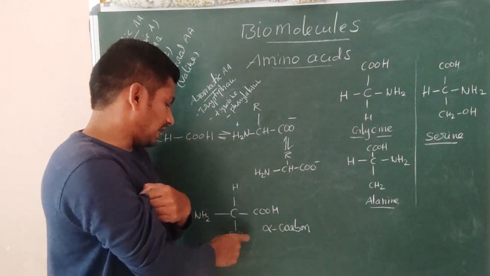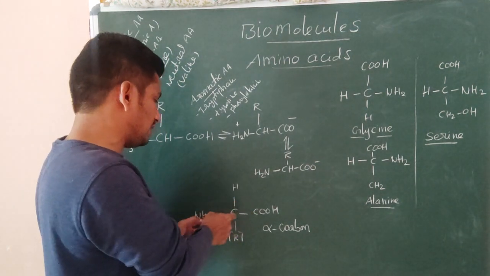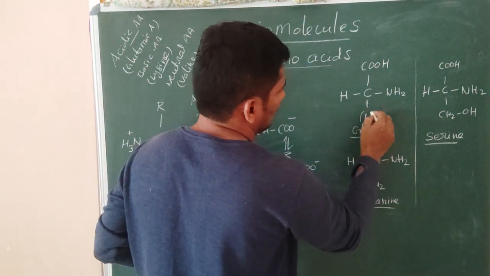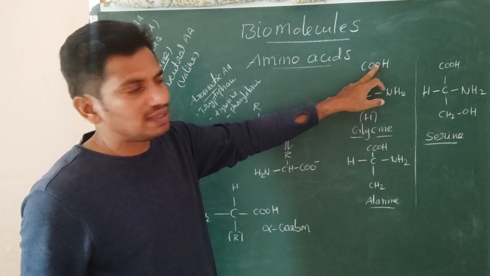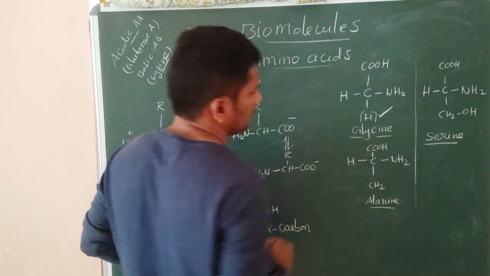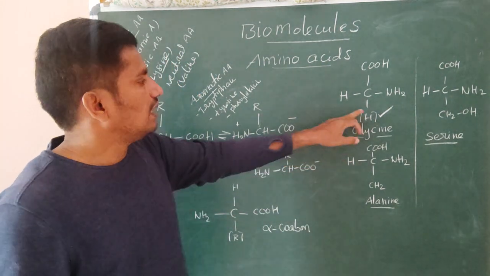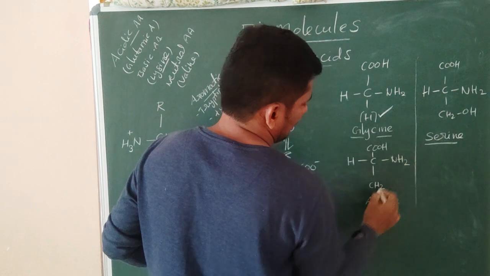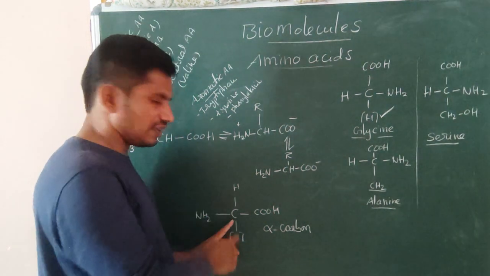So these are based on the R. These three are common, and in the R place, if there is one more hydrogen, the carbon binds with the NH2 amino group, the carboxyl group, a hydrogen, and the R place. If it is hydrogen, that is glycine. Glycine is one of the amino acids which has a hydrogen in the R place. In the R variable group, it has a CH2. Here is the alpha carbon.